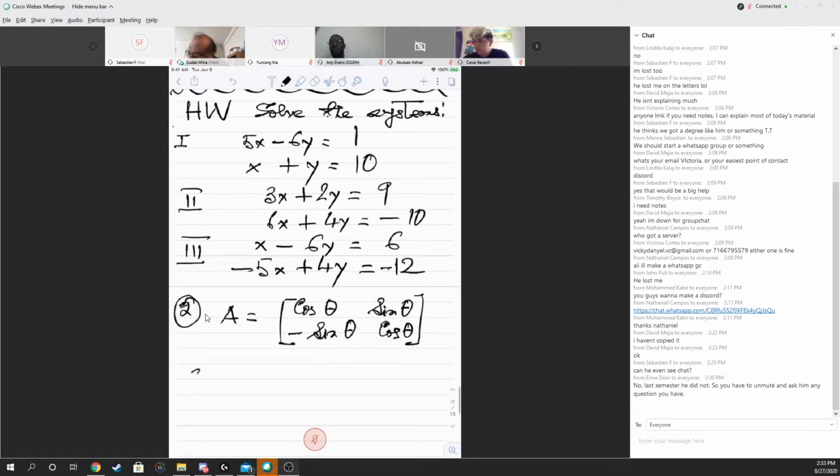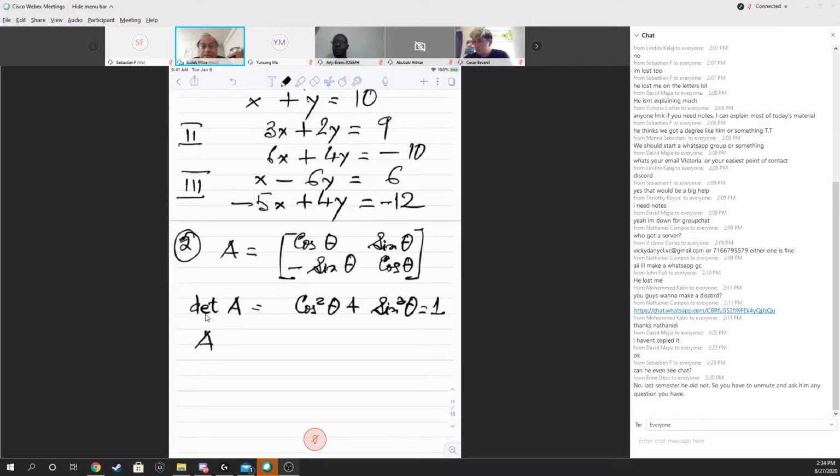Well, here you see determinant of A is cosine squared theta plus sine squared theta. Minus minus, so plus, but that is 1. So that makes our life easy. So A inverse will be, interchange these two. One upon determinant, but determinant is 1.